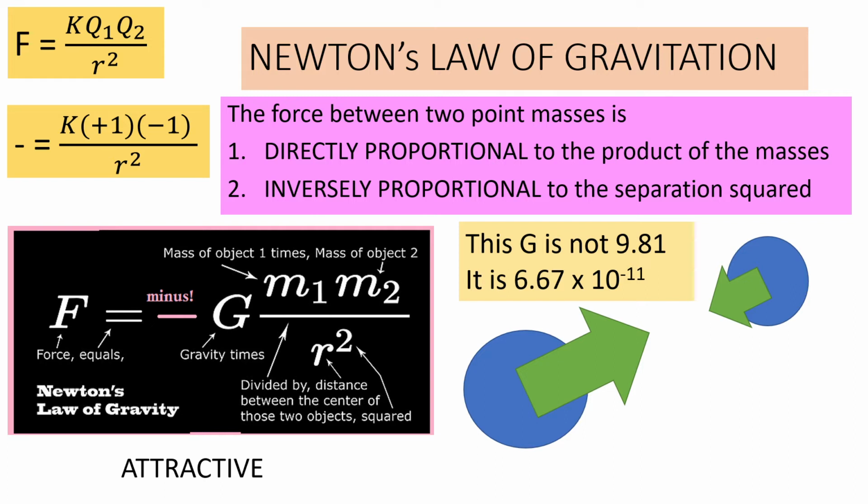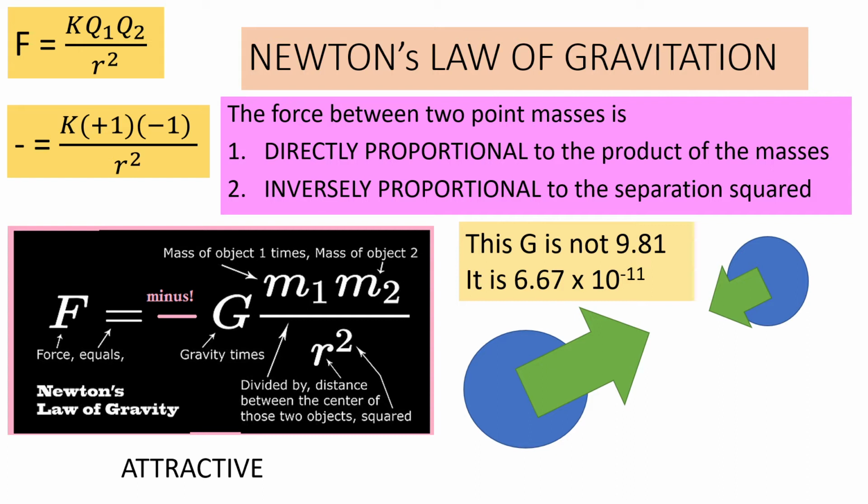Right, so going back to Newton's law of gravitation, F, the force, is equal to minus G times m1 times m2, all divided by r squared. And let's compare this with Coulomb's law. Remember, Coulomb's law is k, which is 9 times 10 to the 9, times Q1 times Q2, all divided by r squared. Now, why is it minus, you ask?